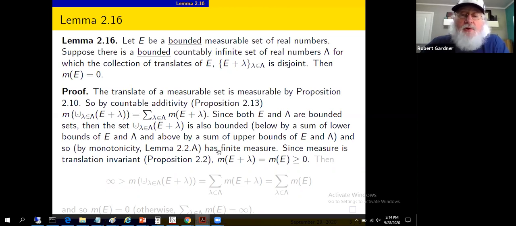Monotonicity would tell you that a bounded measurable set has finite measure. So the boundedness yields finite measure. Measure is translation invariant. The measure of E plus lambda and the measure of E is the same. So actually all these have the same measure.